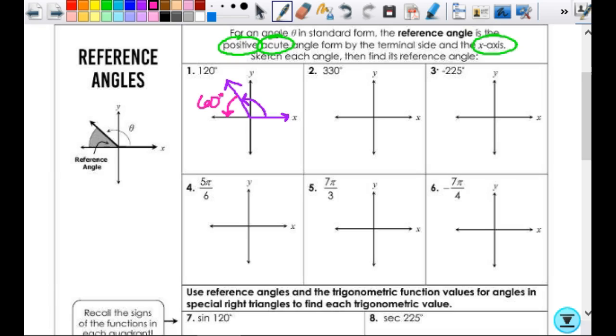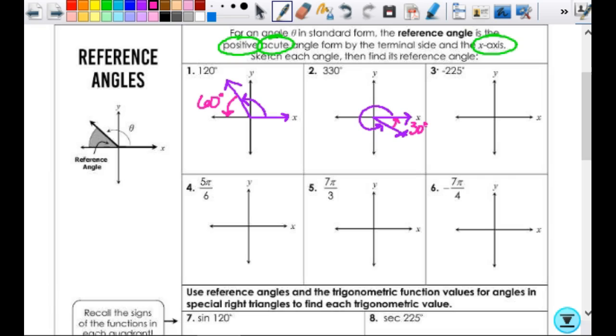Yes? So then this 330, what quadrant is it in? Fourth, because if I go all the way around, it's 360, I'd have to back up 30 degrees, which means that my reference angle is 30 degrees. The reference angle is either how much farther you have to go to get to the x-axis or how much you have to back up, that sort of thing.